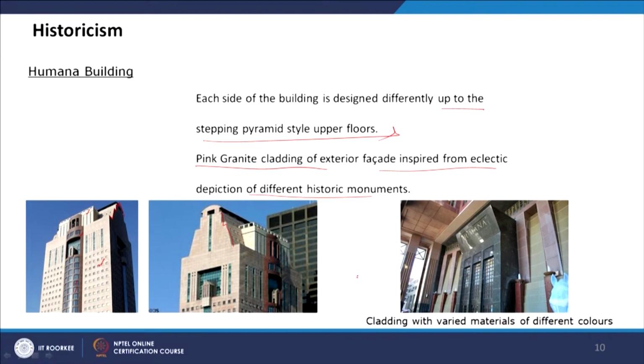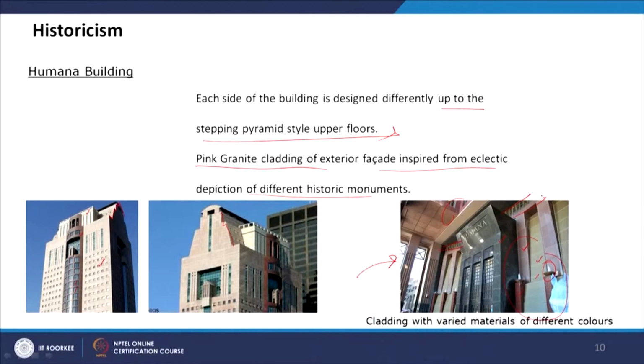cladding is used. And within the building also, if you look at the entrance foyer of the Hamane building, different colored stones are used. There's black, there are three different colors in this, and then fountains, so there's a lot of design elements in a small space. So many design elements are added into this one particular interior space of the building.